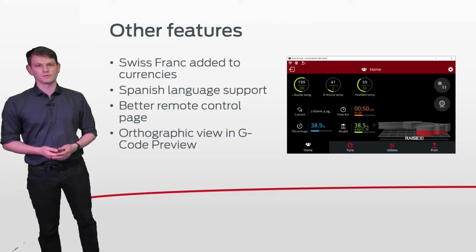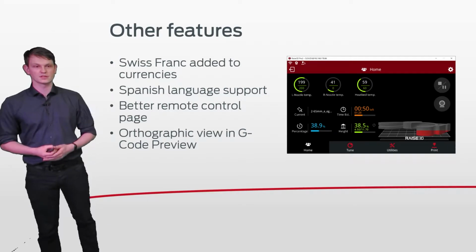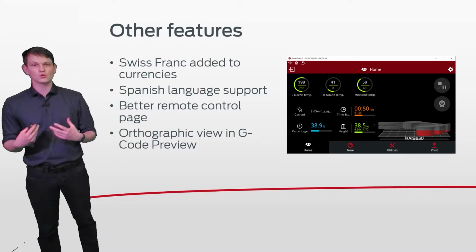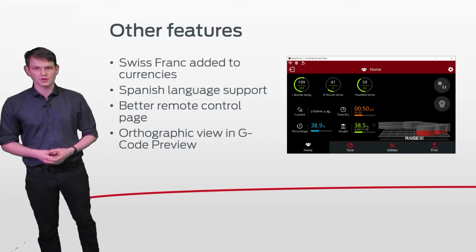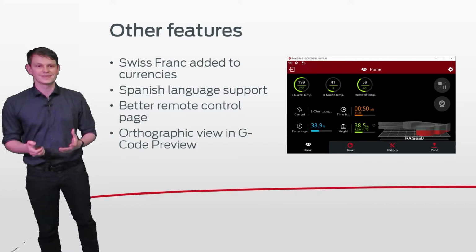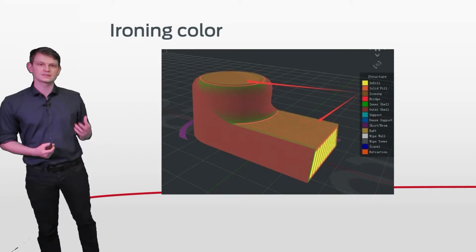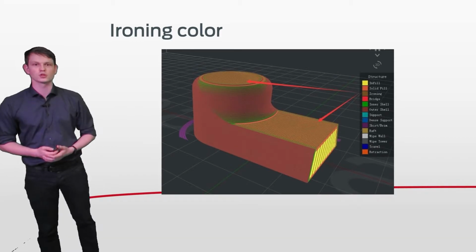There are a few other new features. Swiss francs have been added as a currency, Spanish language support has been added, the remote control page of your printer has been improved, and orthographic view is now available in the G-code preview. Additionally, a color to show what parts of your model are ironed has now been included with the preview function.